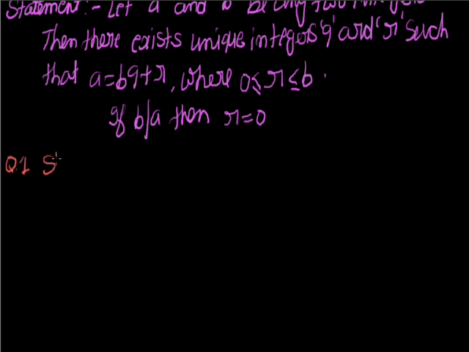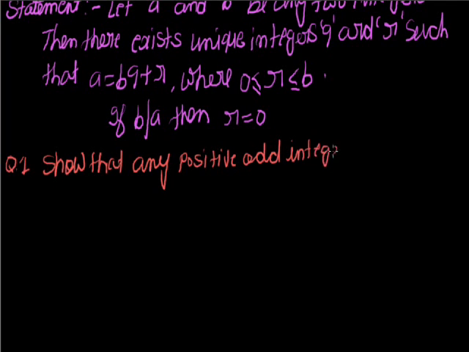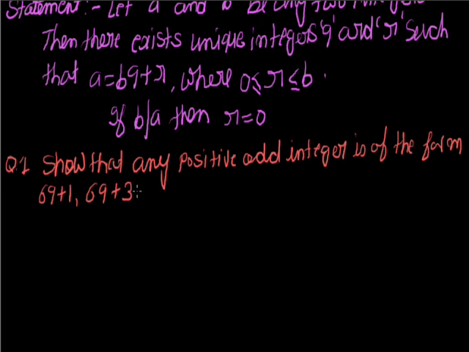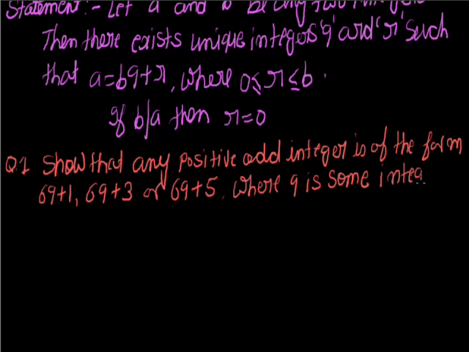Show that any positive odd integer is of the form 6q plus 1, 6q plus 3, or 6q plus 5, where q is some integer. Now, how to solve this question? Let us come to the solution of this question.